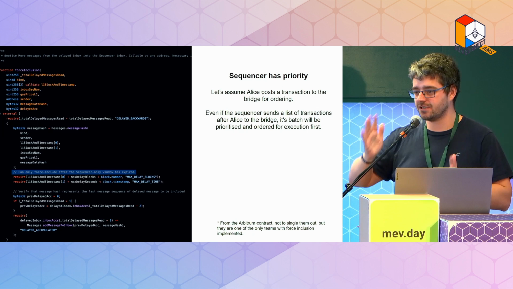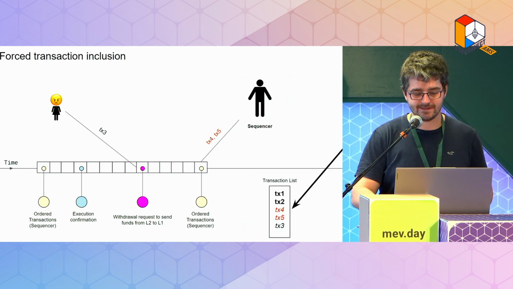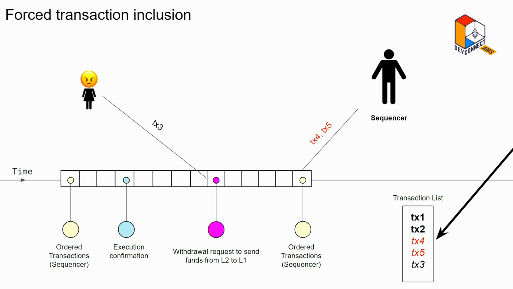Okay, so let's have a visual example of this. What would happen is that the user will submit transaction three. And then sometime afterwards, the sequencer can look at that, evaluate it, and then they can submit transactions five and four. And inside the bridge, it will execute the sequencer's transactions first before the user's transactions.